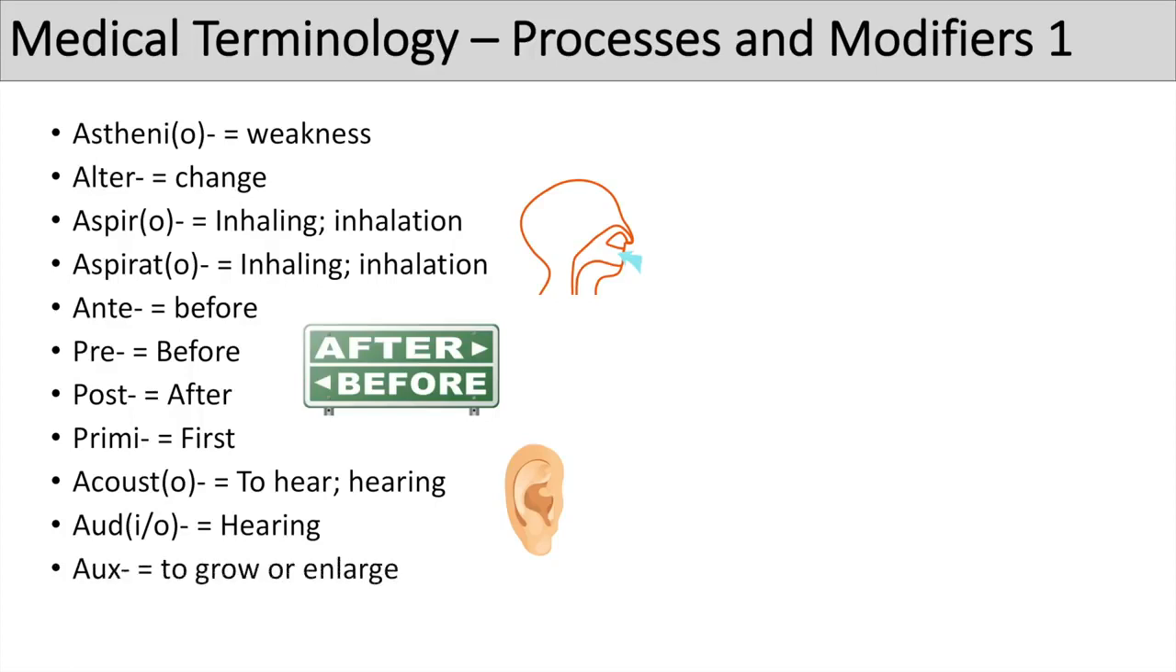Another prefix is aux. This means to grow or enlarge. And another term is ben or beni or bene, which means good. So you might have heard of benign or benefit, all mean good.